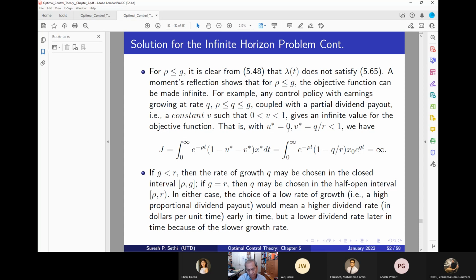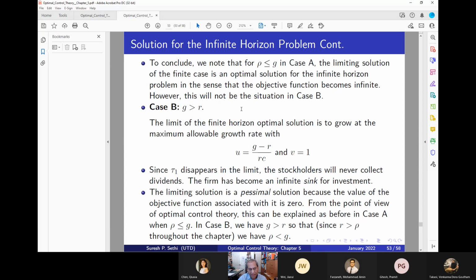Q may be chosen, but there are many solutions. There are many different Q that will give you infinity. So the finite horizon solution is still not pathological. To conclude, we know that the limiting solution is an optimal solution. However, there are many optimal solutions, because they all give you the value infinity, and there is really no way to choose among them, at least in the setting that we have.